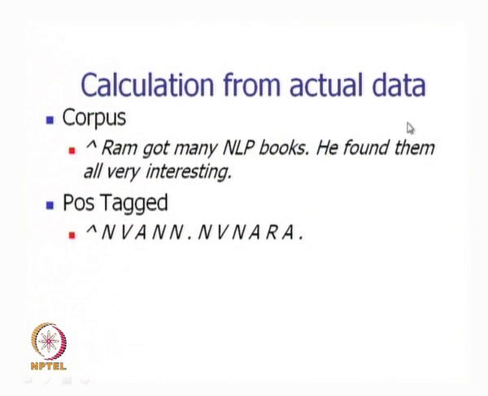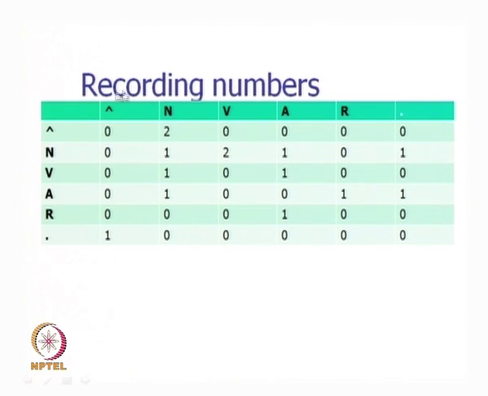These probabilities gave rise to the transition probability table, and also the lexical probability table. How do we do the calculation from the actual data? This we will discuss in the next class, but you can see this is a raw piece of text and the whole thing is POS tagged. From the POS tags we record the numbers and then compute the probabilities. We will do this calculation in the next lecture.